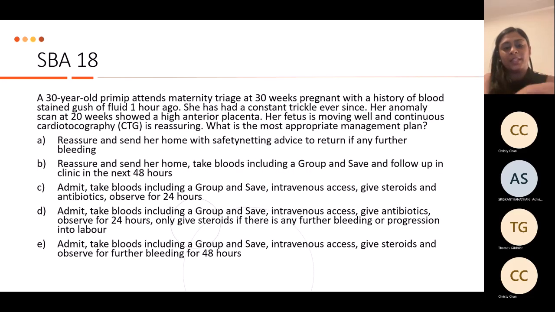Fine. We're almost at the end. So the next question is about a 30-year-old primip who attends triage at 30 weeks pregnant. She's got a history of a sudden blood-stained gush of fluid leaking from an hour ago. She's had a constant trickle ever since. Her anomaly scan at 20 weeks showed a high anterior placenta. Her fetus is moving well, and the CTG is reassuring. What's the most appropriate management plan?